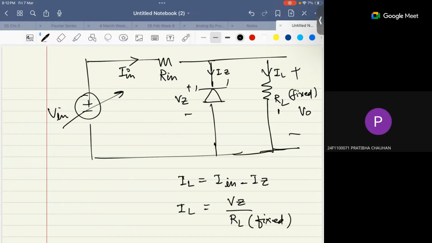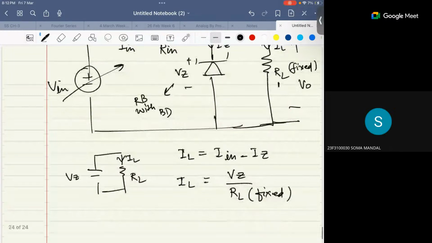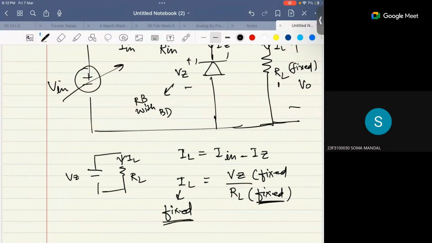Because if you are applying a voltage such that this Zener diode is working in reverse bias with breakdown, that means you can replace this with a voltage source, right? This is RL, this is VZ, correct? And you have a current IL. Are you able to understand this? So what will be the current? V upon RL, right? This is fixed. This is also fixed. So this will also be fixed. Correct?